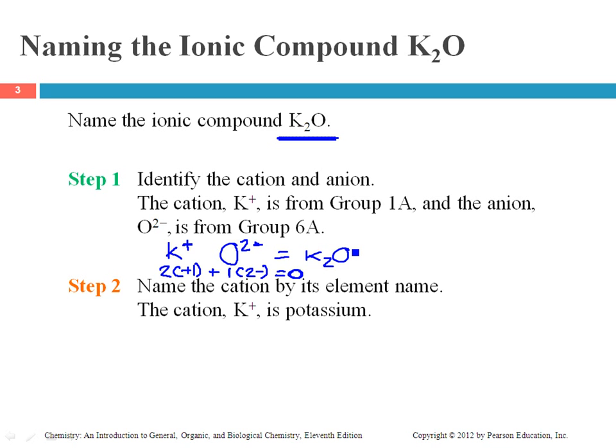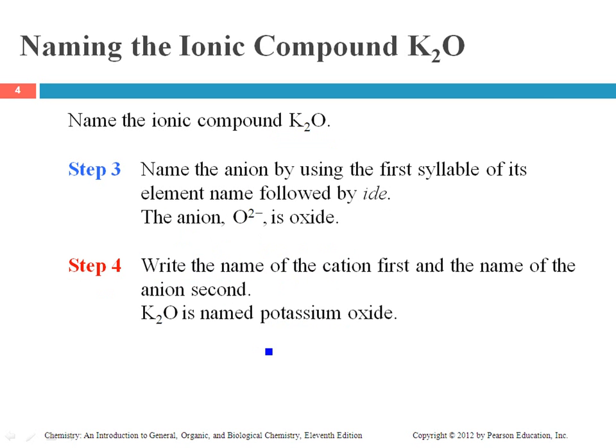Now we name the cation by its element name. So the cation is potassium. That's its element name on the periodic table. The anion is oxygen, but we only keep the first syllable and then we end the element name with IDE. So oxygen, the O2 minus, becomes oxide. So we write the name of the cation first, which is our metal, and the name of the anion second, and so the proper name would be potassium oxide.